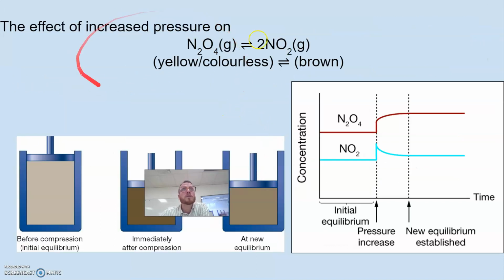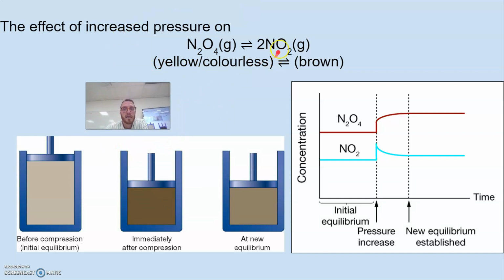Okay, now this was the reaction we looked at last week. Changing the volume of N2O4 and NO2. NO2 is brown. N2O4 is sort of a yellowy, colorless, right? Before compression, we've got that mixture of yellow and brown. Compress, immediate change, we see it go really dark.